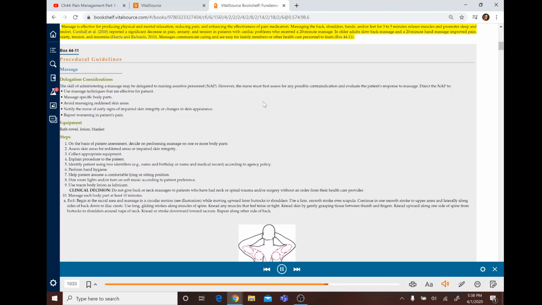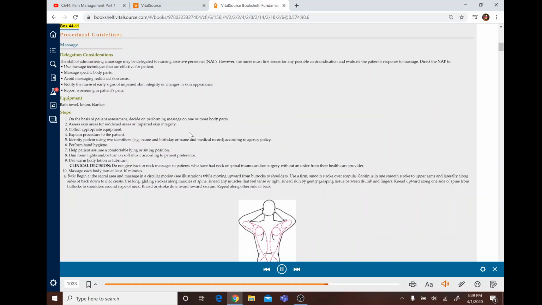Massaging the back, shoulders, hands, and/or feet for 3 to 5 minutes relaxes muscles and promotes sleep and comfort. Kuchal et al., 2010, reported a significant decrease in pain, anxiety, and tension in patients with cardiac problems who received a 20-minute massage. In older adults, low back massage and a 20-minute hand massage improved pain, anxiety, tension, and insomnia (Harris and Richards, 2010). Massages communicate caring and are easy for family members or other healthcare personnel to learn. Box 44-11.